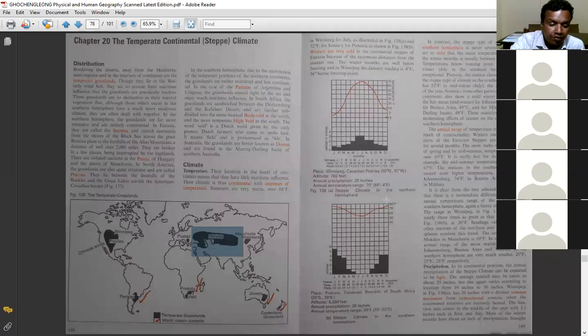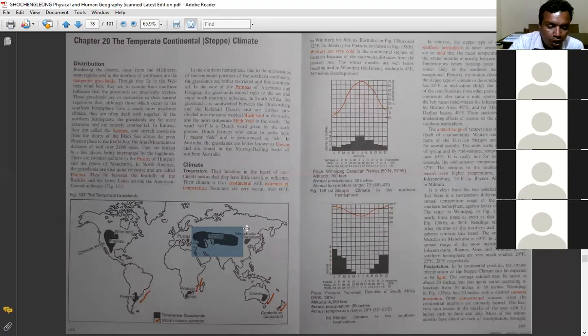So comparison is very important. You need to compare all types of climate with each other in terms of rainfall, in terms of vegetation, in terms of economic development. So in steppe type of climate there are no trees, only vast grasslands are found. There are no trees found in this steppe type of climate. These are very vast steppe grasslands.